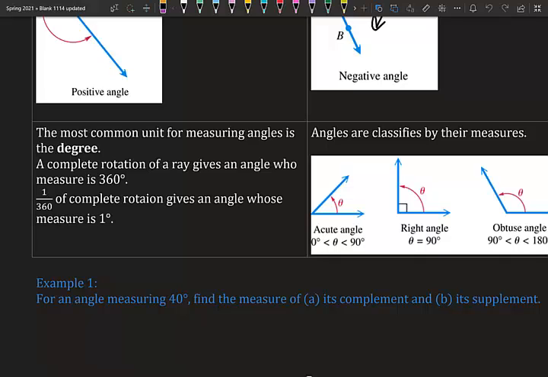The most common unit for measuring angles is the degree. A complete rotation of a ray gives an angle whose measure is 360 degrees because it's a full rotation, aka it's a circle. So a circle is 360 degrees. 1 over 360 of a complete rotation gives an angle whose measure is 1 degree.